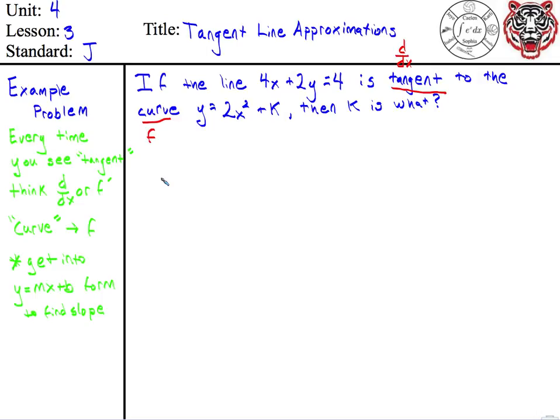All right, so slope. Let's go ahead and solve this thing. So let's deal with the tangent first. So the tangent line was this line right here, because we said this line is the tangent line. So the tangent line was 4x plus 2y equals 4. I need to figure out what the slope was for this line. So let's go ahead and rearrange it.